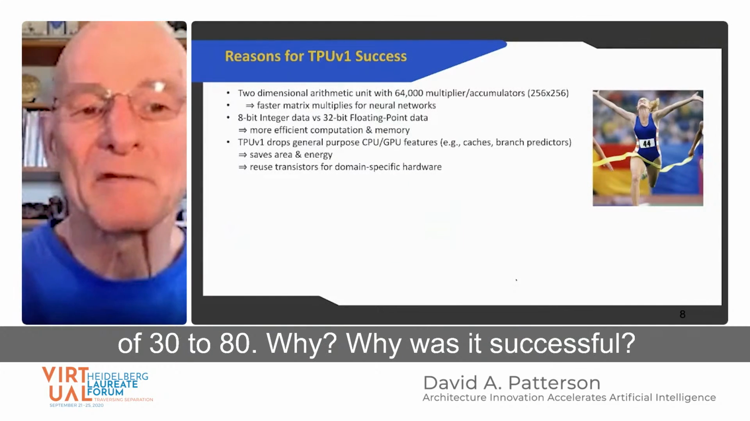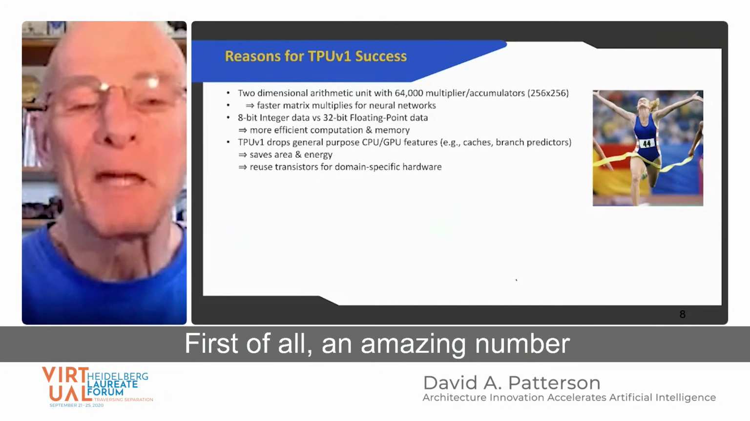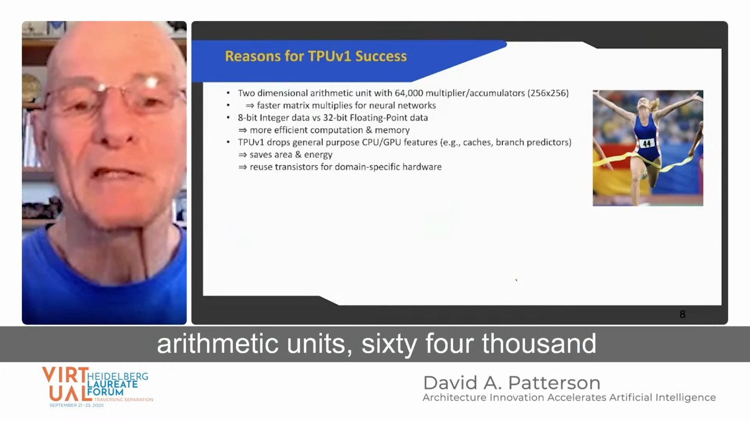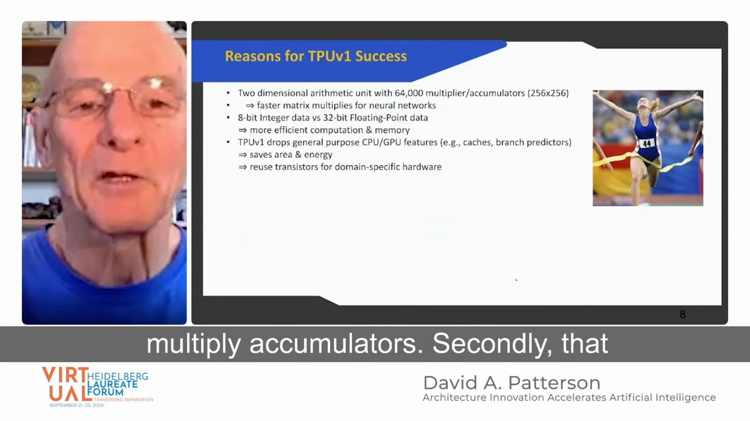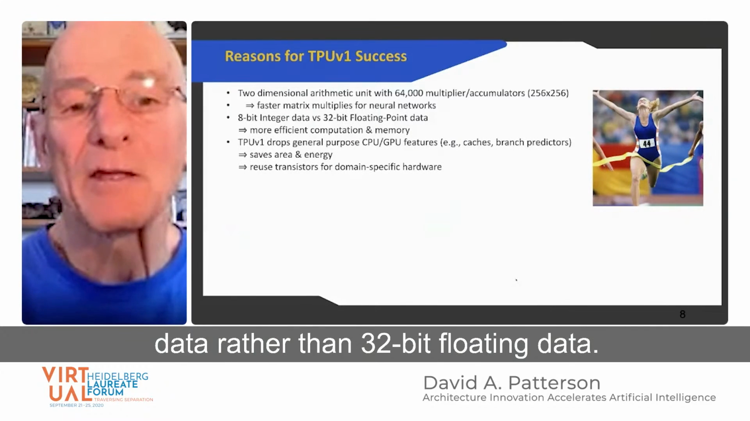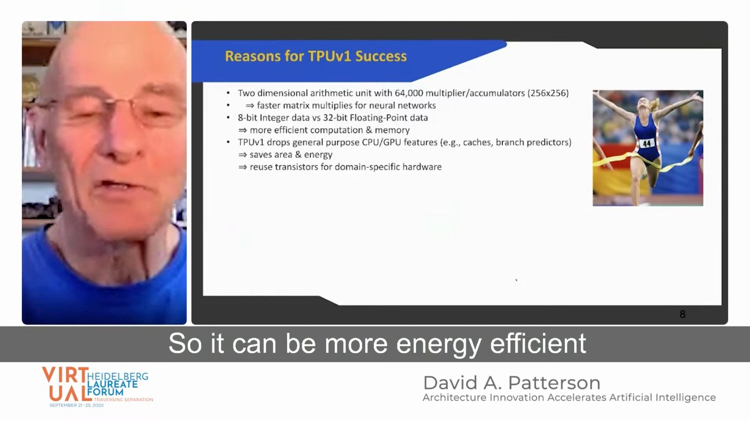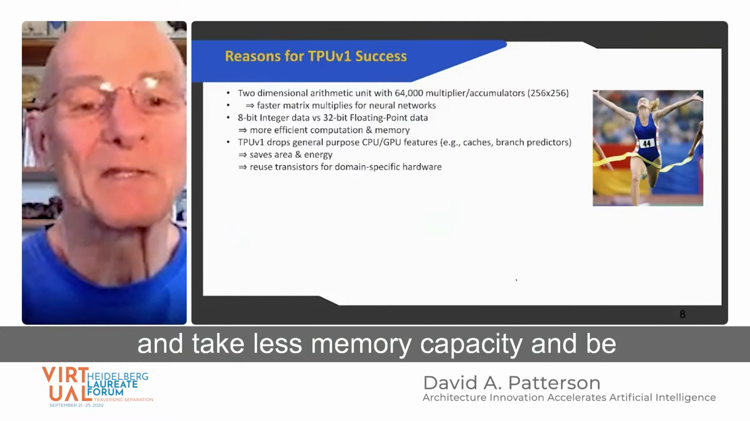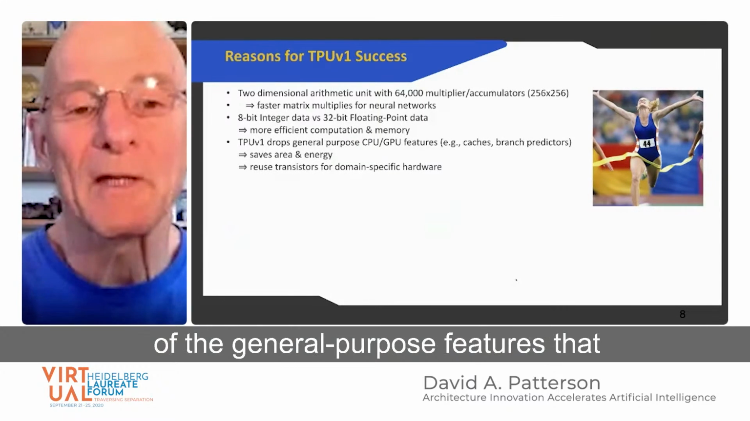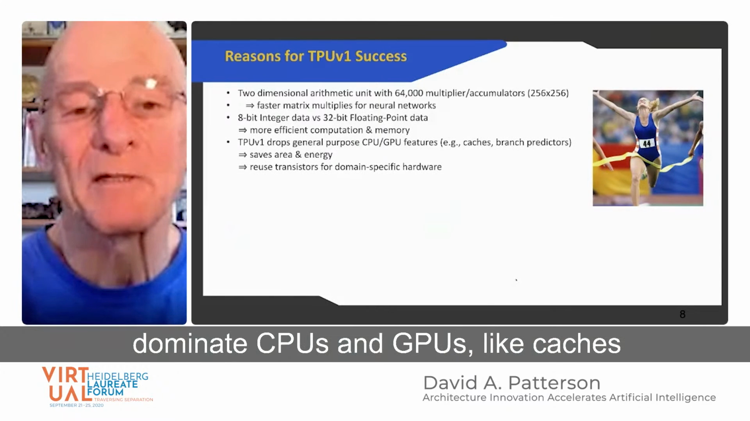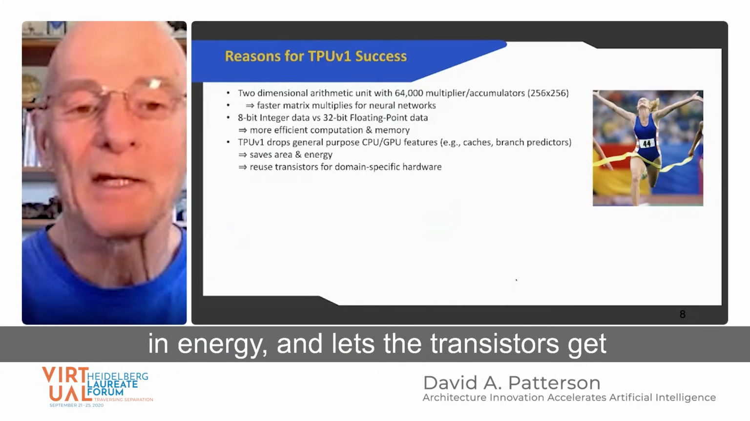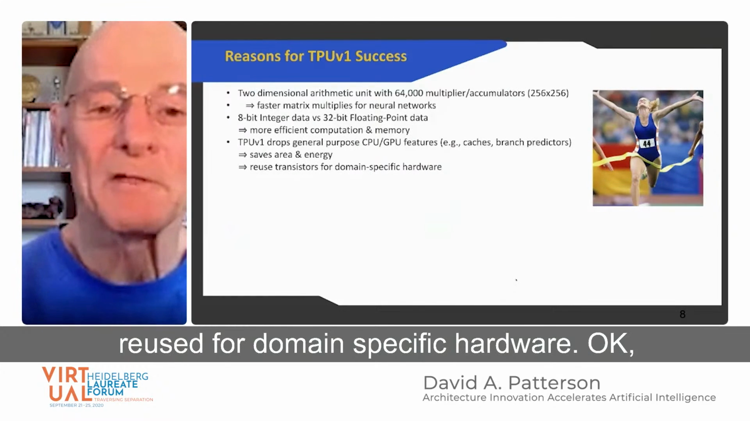Why was it so successful? First of all, an amazing number of arithmetic units. It has 256 by 256 arithmetic units, 64,000 multiply-accumulators. Secondly, they were doing work on 8-bit integer data rather than 32-bit floating-point data, so it can be more energy efficient, take less memory capacity, and be faster. And because it was domain specific, it dropped a lot of the general-purpose features that dominate CPUs and GPUs, like caches and branch predictors. This saves area and energy and lets the transistors be reused for domain-specific hardware.